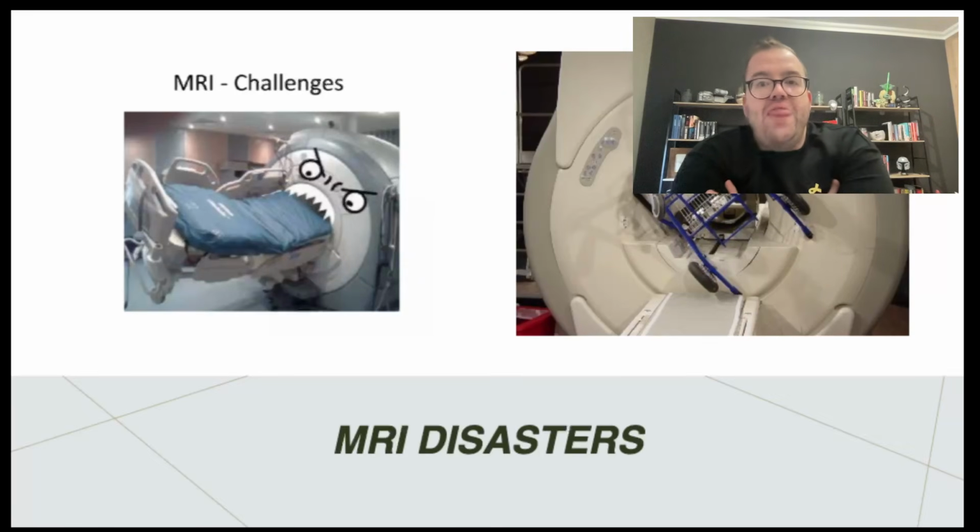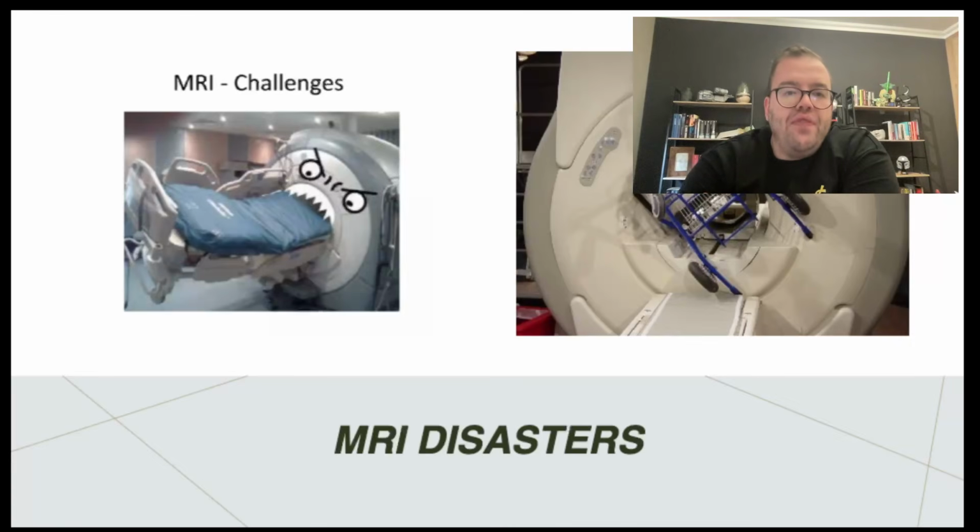And they had to do what is called quenching of the machine. That is where you push a big red button on the wall, and it floods the MRI machine with helium, which shuts it down immediately. However, it costs about 200,000 Rand to regas the helium and to get the MRI machine working again. So it's a huge, huge disaster.